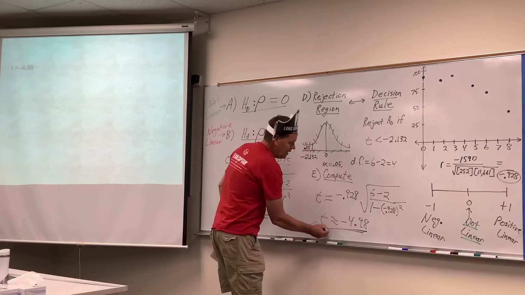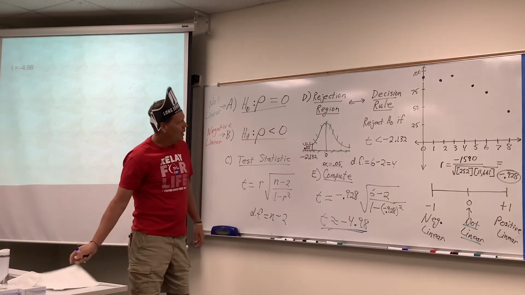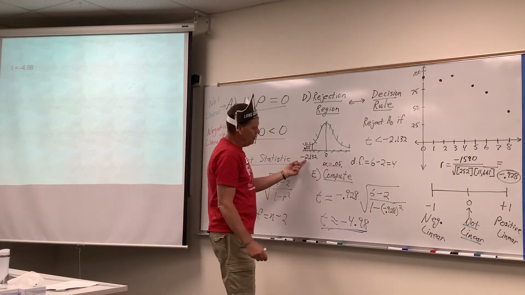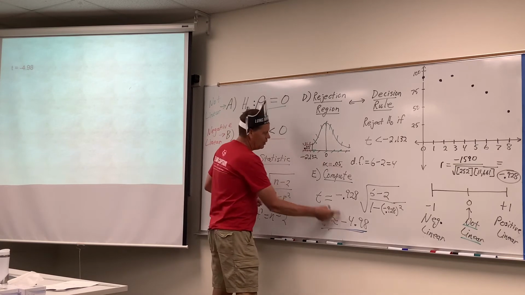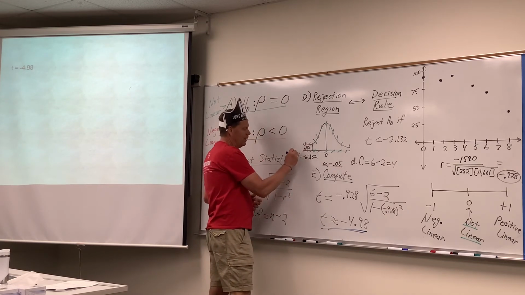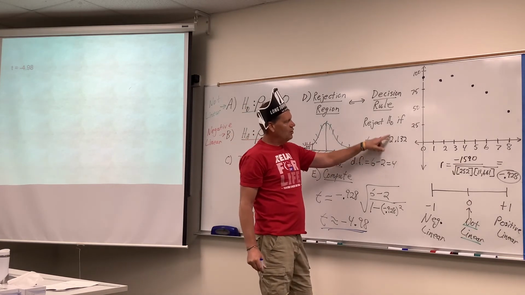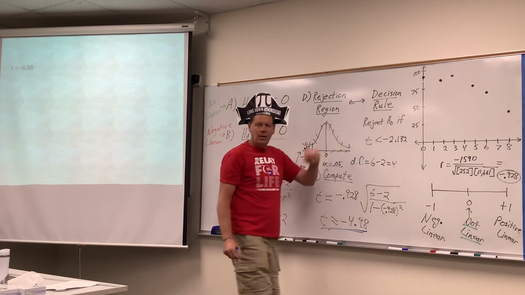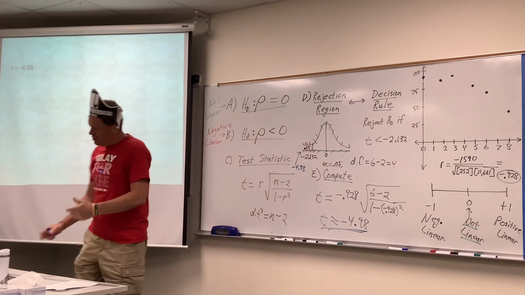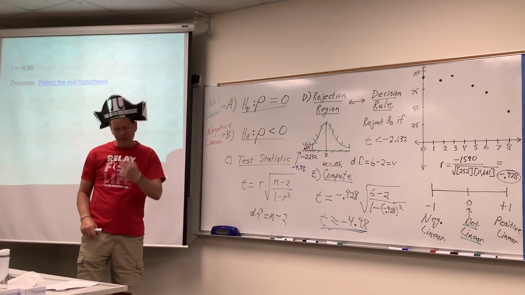All right, so negative 4.98, and if you look at your picture, like we've done on these tests before, you will see indeed that that's out there in that lower rejection region. It is indeed less than this number, so you're going to reject the null hypothesis. All right, so wouldn't the decision be just that, to reject the null hypothesis?